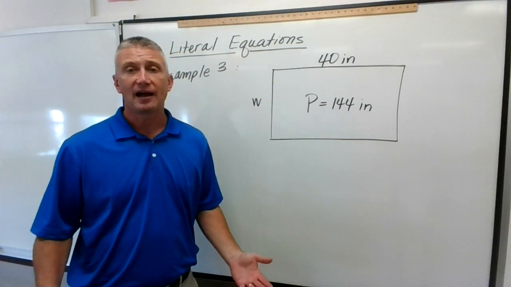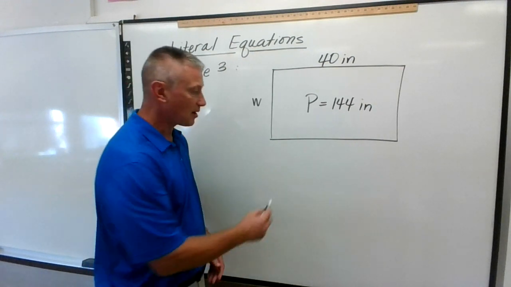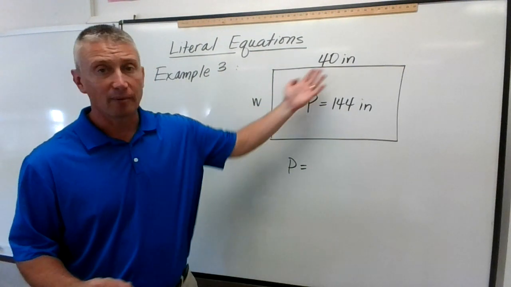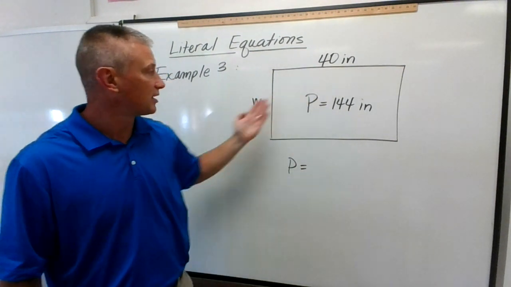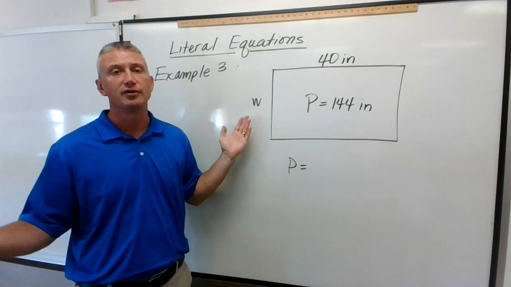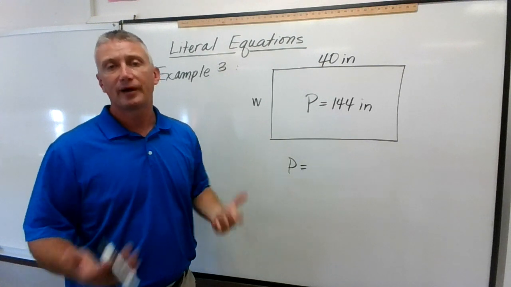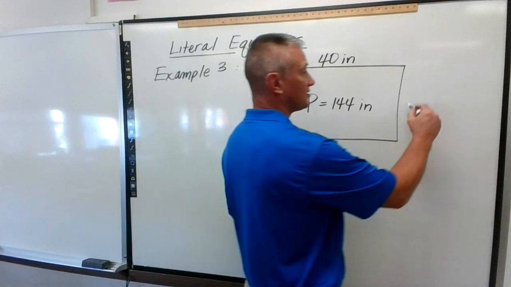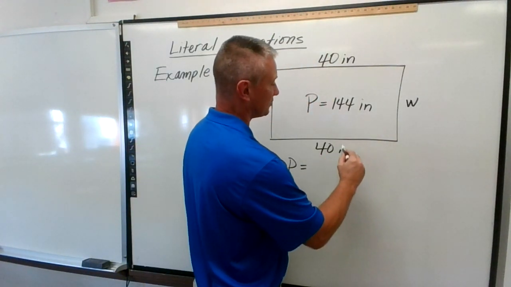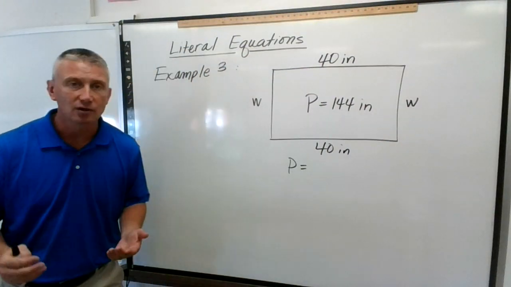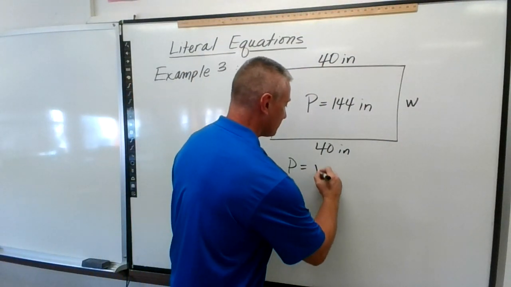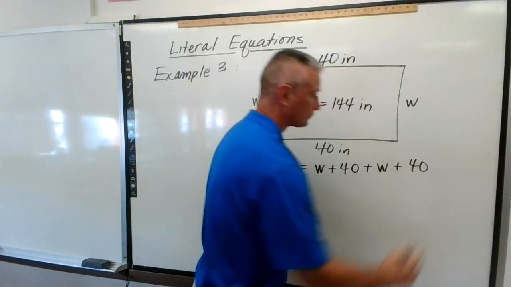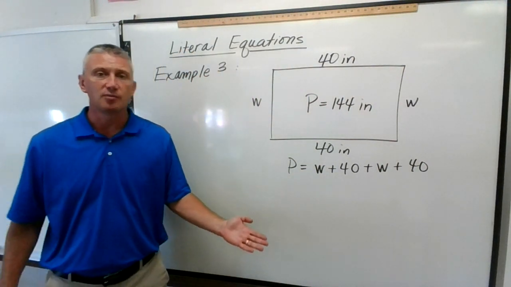Now, here is what I have to do in order to do the perimeter of this. Remember that perimeter means I have to add all the sides. Now notice that in my picture, I only have 2 of the sides. I have 40 here and W here, which we don't know yet. But use what you know about a rectangle. Rectangles have opposite sides that are parallel and opposite sides that are equal. So we know that this side is also equal to W, and this side is also equal to 40 inches. So when I write my literal equation, I can write it as W plus 40 plus W plus 40. And that will give me the perimeter of this.